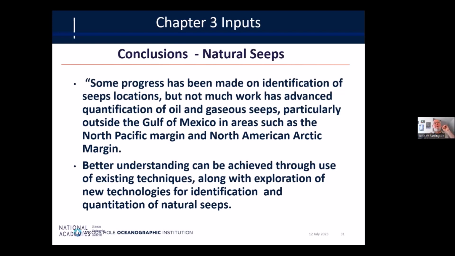There have been some really very good studies about quantification of oil and gaseous seeps. However, there are not a large number of them, and they haven't been applied widely. So we need a better understanding, and this can be achieved through use of existing techniques, the published techniques of the last 10 years, let's say, along with exploration of new technologies for identification and quantification of natural seeps.